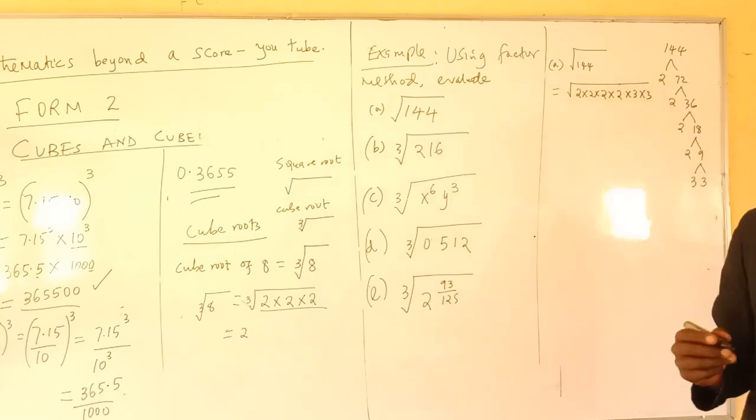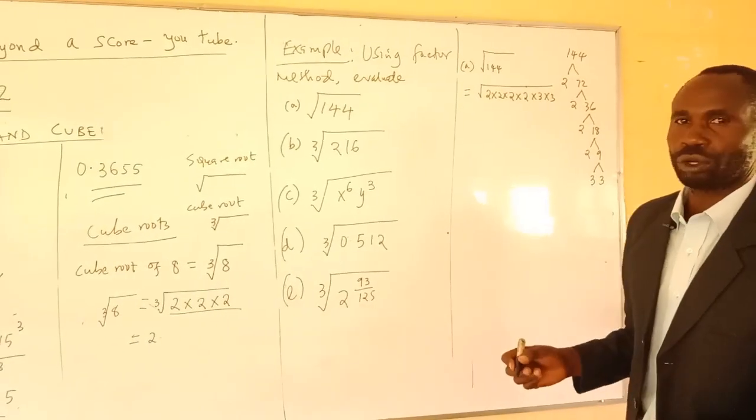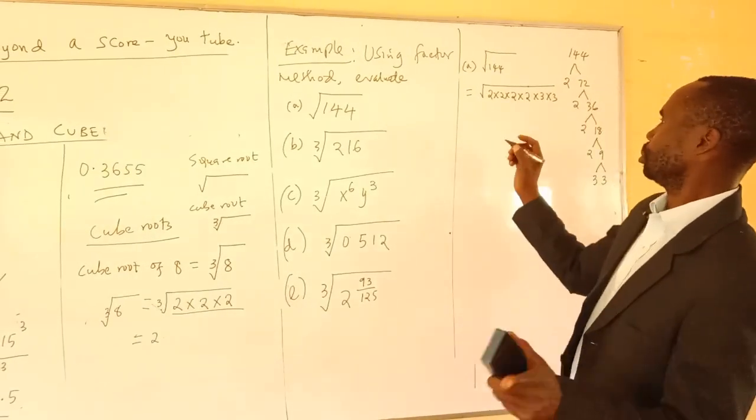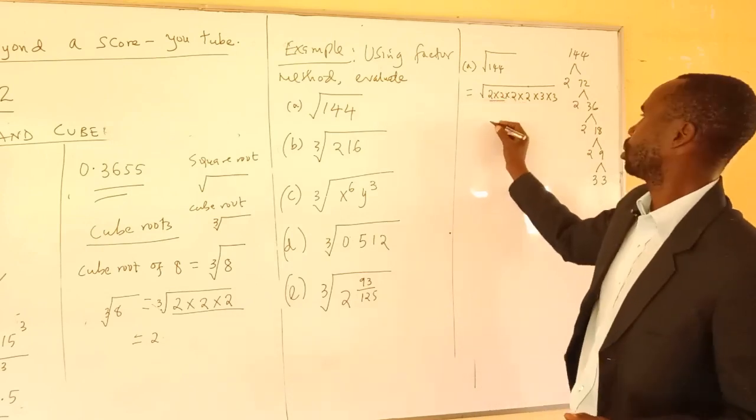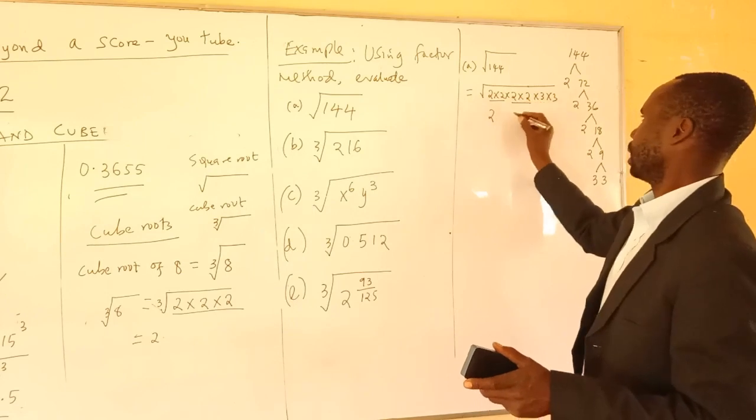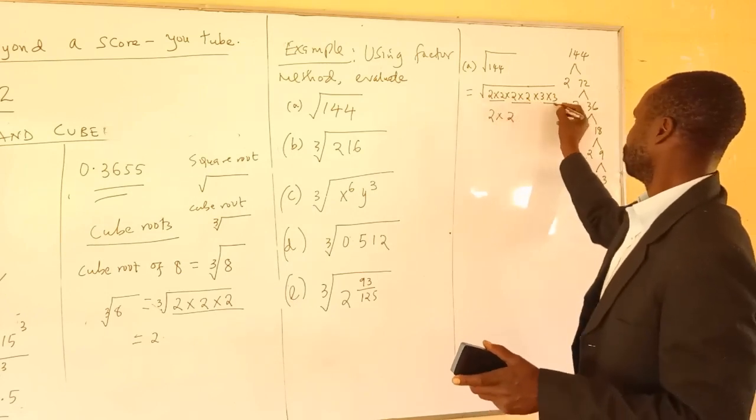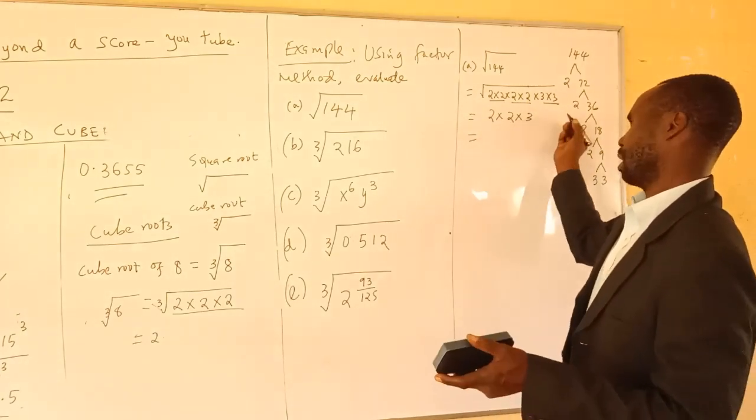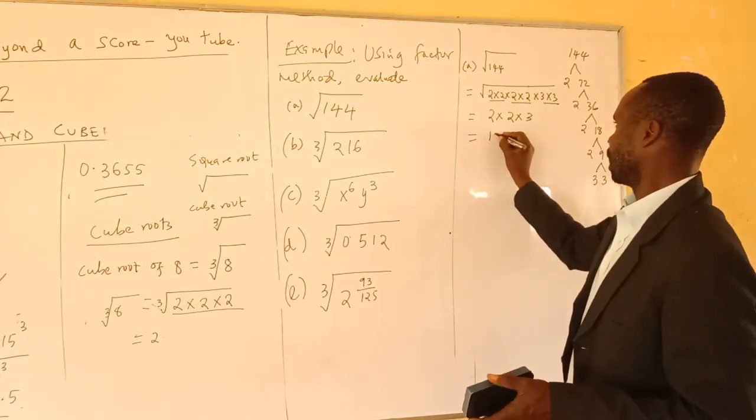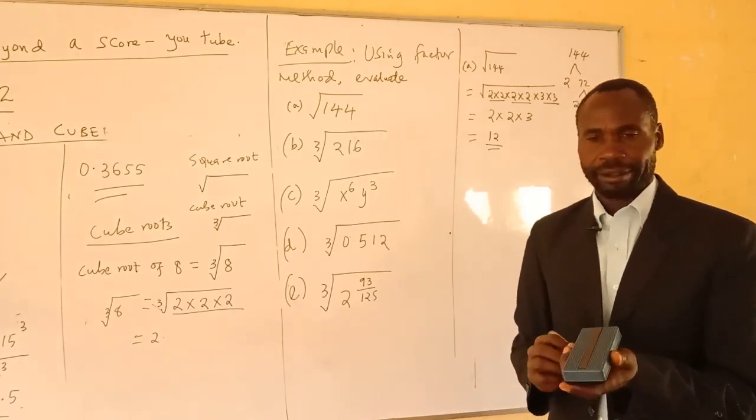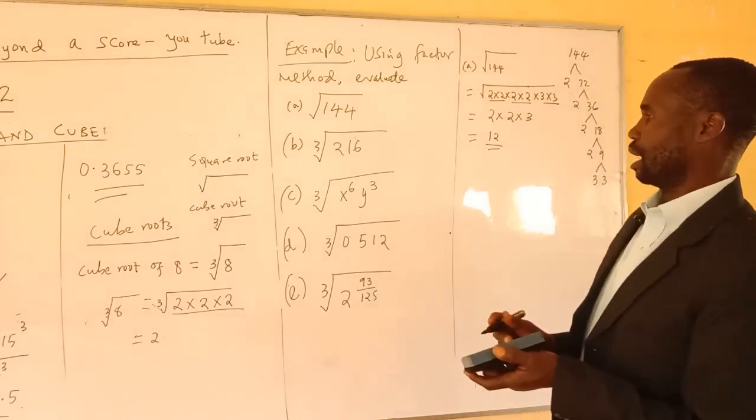For square root we saw that for every 2 identical numbers, we choose one. These ones are identical, they resemble 2, so we take 1. You multiply by 2, you multiply by 3, like that. 2 times 2 times 3, the answer is 12. So the square root of 144, indeed, my very good students, is 12.